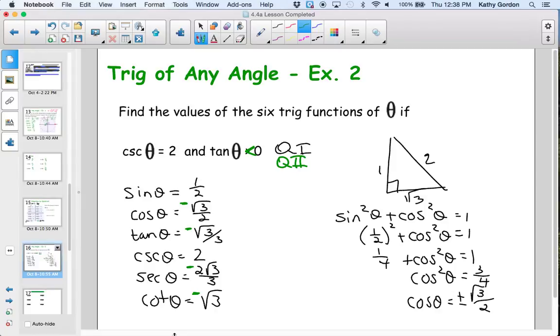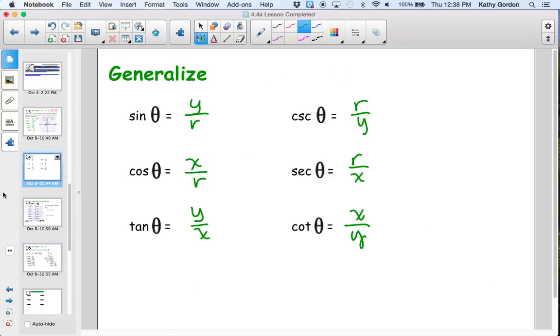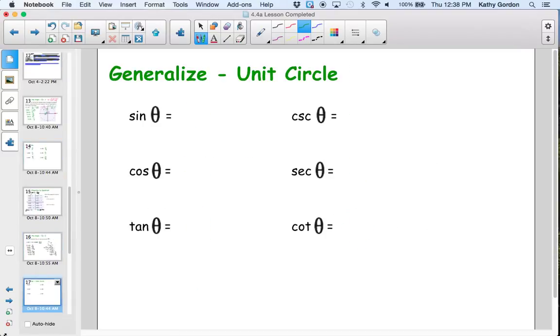Okay, so we've got this sort of general setup now. We can figure things out based on our ratios of y over r and x over r and y over x and all of that, if we know a particular point on the terminal side. So we've been able to generalize that to work for anything. But let's make that even just a little bit more sleek.